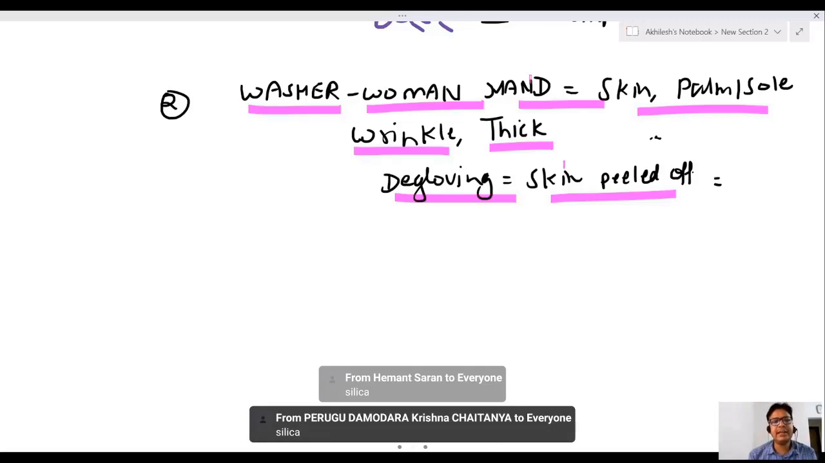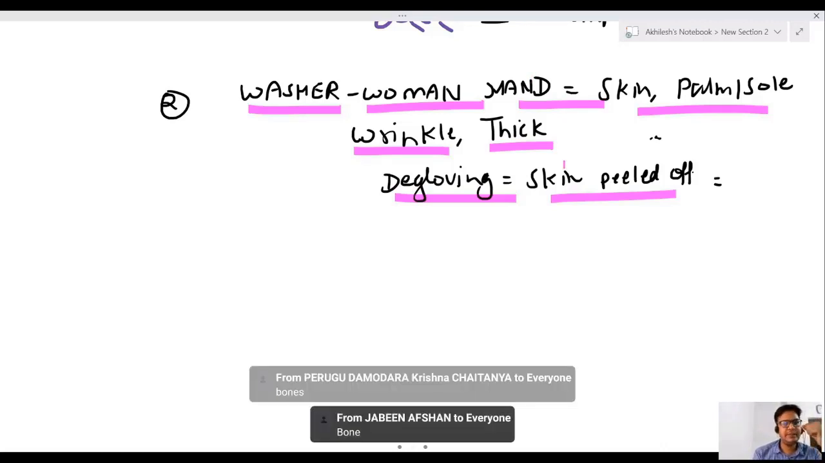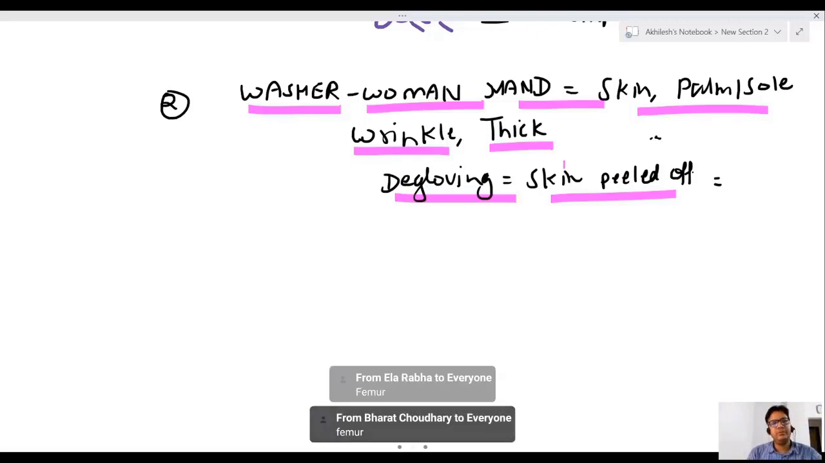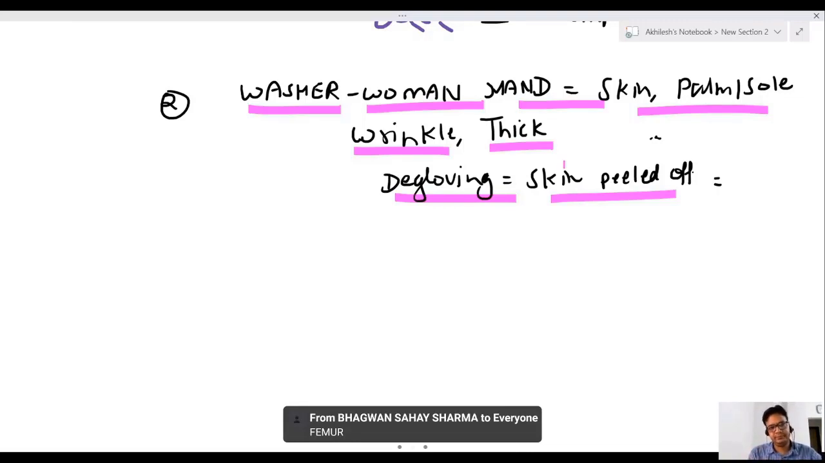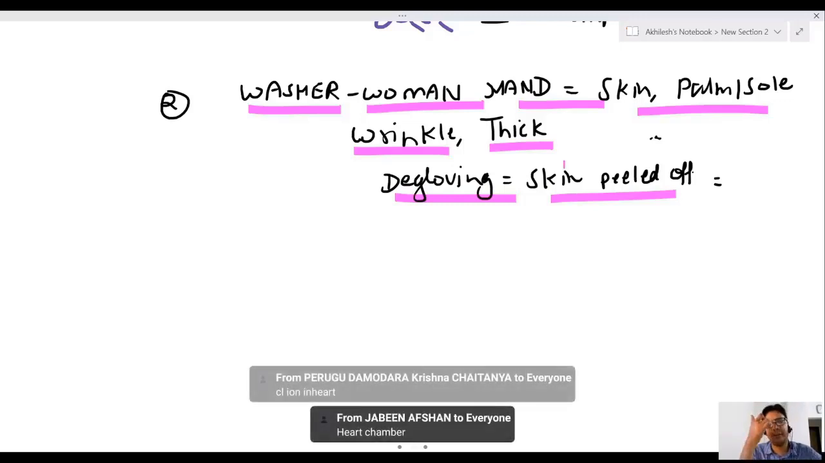Which is the best site to detect diatom in your body after drowning? Best organ, bones. Which is the best bone? Femur. In the Gettler test, what do we detect, where do we detect? Chloride ion in the heart chamber.